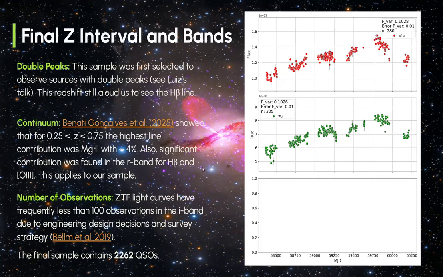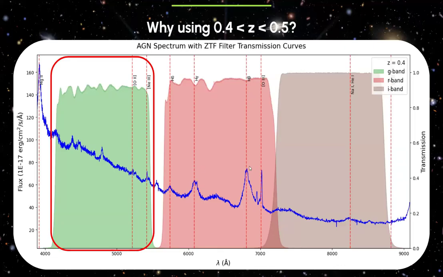Okay. So here is an example of the spectra of an object at redshift 0.4. You can see here we don't have many contributions from lines. We can see this is the G band. Sorry. Here in the R band of ZTF, we can see the H-beta and O3 emission lines I talked about.